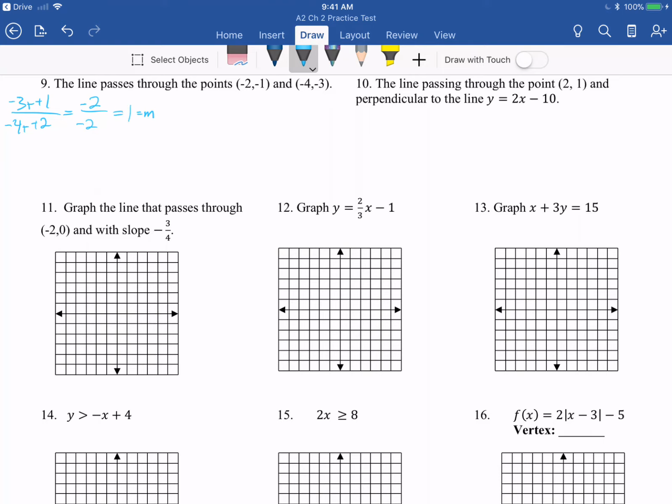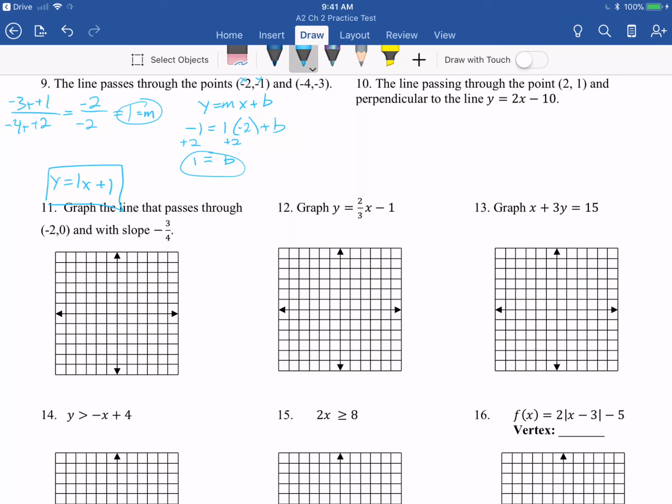That's my m. So now I have y equals mx plus b. Let's use this x and this y: -1 is equal to 1 times -2 plus b. So I'm taking my x and my y, and the slope that I just found, and solving for b. I know that this is -2, so I add 2 to the other side. So I get 1 is equal to my b. Now I know my m is 1 and my b is 1, so y equals 1x plus 1. That one's kind of a funky equation, it's got all ones.